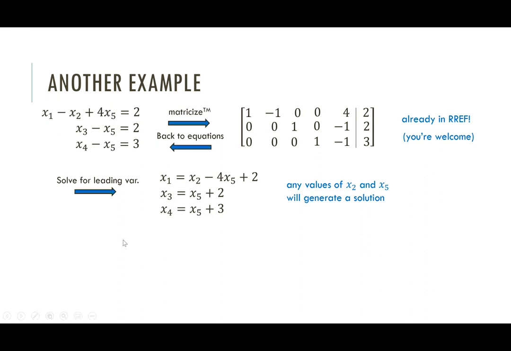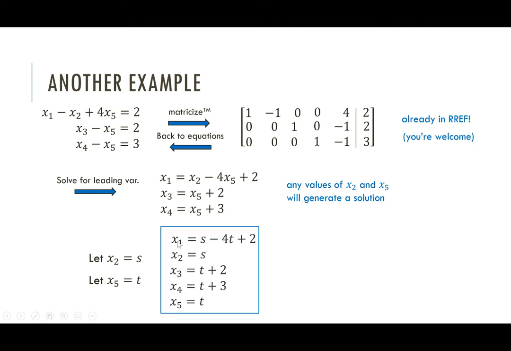And so what we do is we let x2 equal some parameter s and let x5 equal some parameter t. Now we go through and replace x2 with s and x5 with t. So our solution looks like this. x1 equals s minus 4t plus 2. x2 is just going to be our parameter s. x3, we've said, is going to be t plus 2. x4 is going to be t plus 3. And then x5 is going to be t. And so here are our parametric equations for the solution.